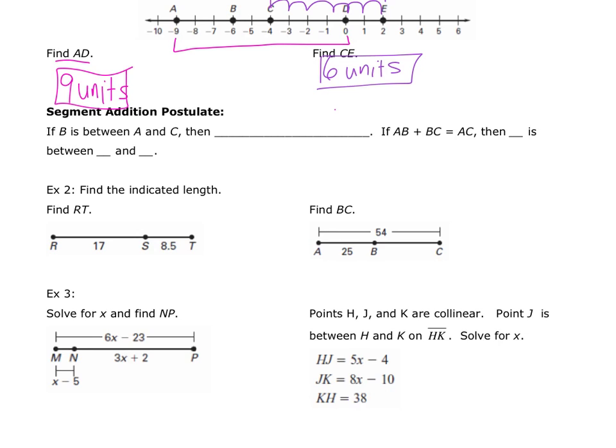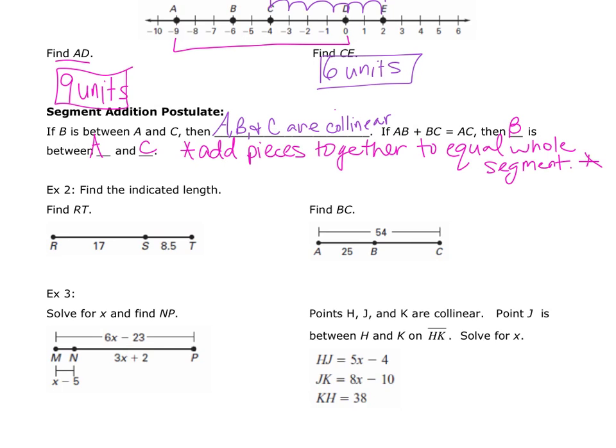But the segment addition postulate basically says that if B is between A and C, then we know that A, B, and C are collinear. And since they are collinear, we can add the different segments together. So since B is between them, I can take AB, the distance from A to B, and add it to the distance from B to C, and that should give me the length of the whole segment AC. You're going to hear me say this quite a bit: if we add the pieces together, that will equal the whole segment.